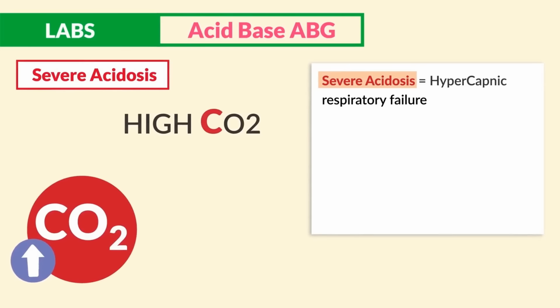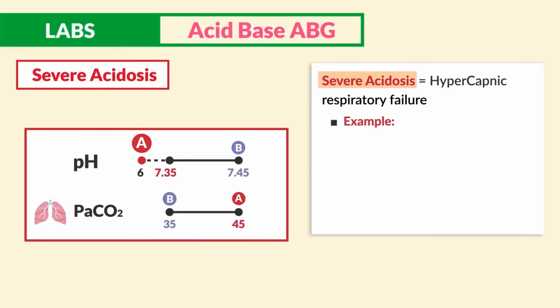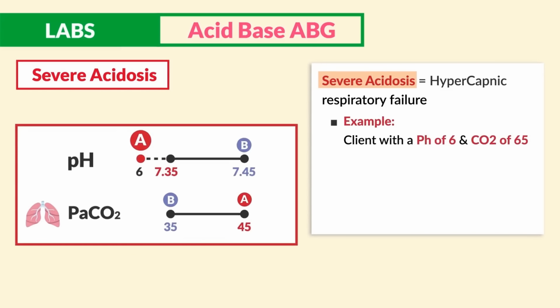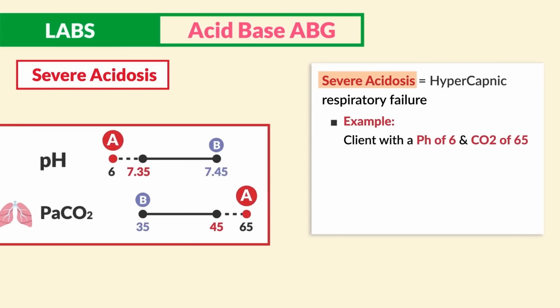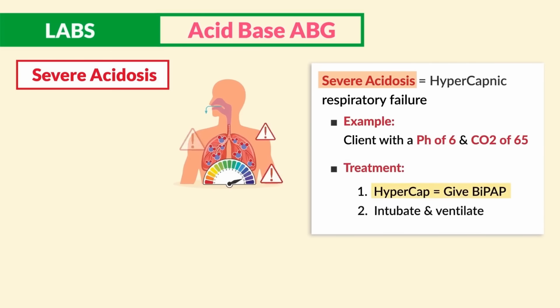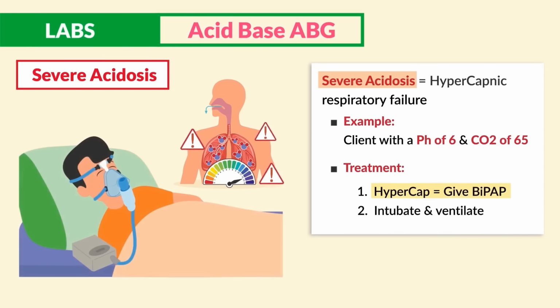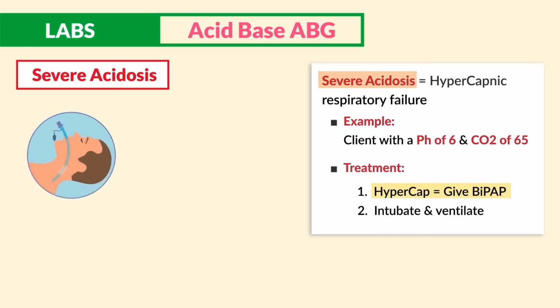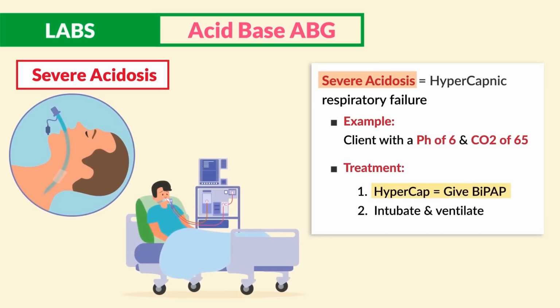Just think high CO2 for hypercapnic respiratory failure. An example is a client with a pH of 6 and a CO2 of 65, way off there. So the key treatment for hypercap is to give a BiPAP. And if that doesn't work, then we have to intubate and ventilate.